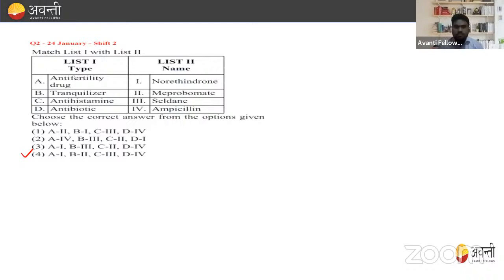Okay, so this is the use of all four types of drugs. And the example of anti-fertility drugs is norethindrone. For tranquilizer, the example is meprobamate, for the antihistamine, the name is seldane, and for antibiotic, the name is amoxicillin. Okay, so these are examples of such types of drugs. I hope I'm clear and you understood this.